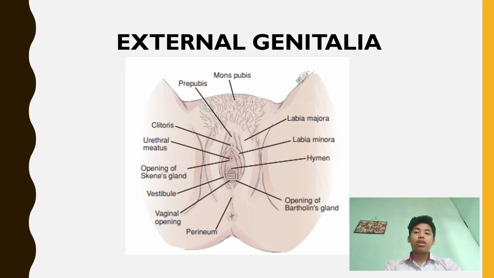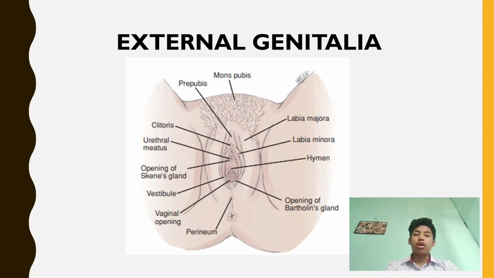So the external genitalia include those structures that can be readily identified through inspection. So the mons pubis is the fat pad located over the symphysis pubis. The normal adult mons pubis is covered with a pubic hair in a triangular pattern. It functions to absorb force and to protect the symphysis pubis during the coitus or sexual intercourse.